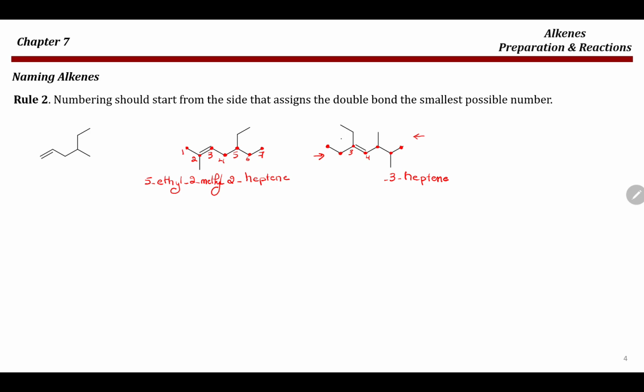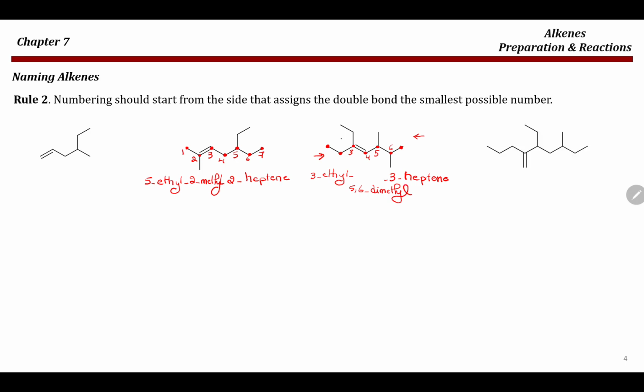We have branches again at positions 3, 5, and 6. 3 is for the ethyl group. And then we have 5 and 6 dimethyl. So this is going to be the name for this compound.